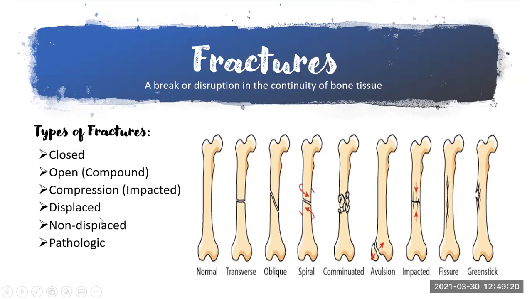Displaced versus non-displaced means, is it aligned or is it completely unaligned or dislocated, basically? If this is non-displaced, it's because it's well aligned. But if one was going this way and one was going that way, that would be a displaced fracture. Pathologic means it's disease related. So could be from my dialysis patient who has hypocalcemia related to end-stage renal disease. It could be a pathologic fracture if it is related to cancer.